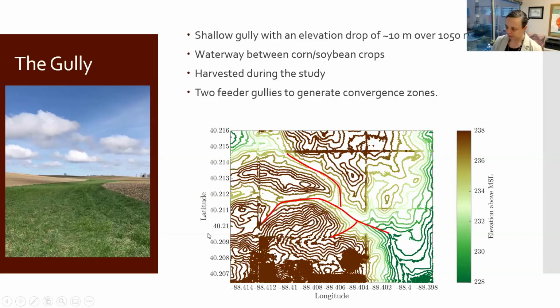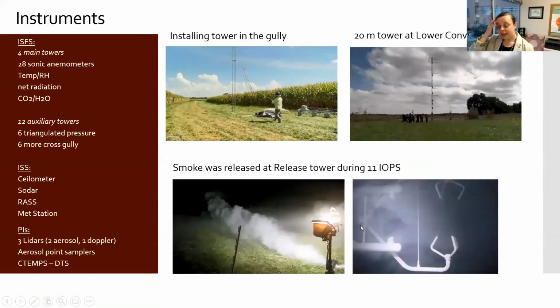ISFS and ISS both came out and set up a ton of instrumentation for us. We had four towers along the gully, which ended up with a total of 28 sonic anemometers. We also had temperature and RH probes, net radiation, carbon dioxide and water vapor fluxes, and an additional 12 small towers that had triangulated pressure sensors and were set up on either side of the main towers to look at cross gully flows. ISS came with the ceilometer, SODAR, the RAS system, and a MET station.